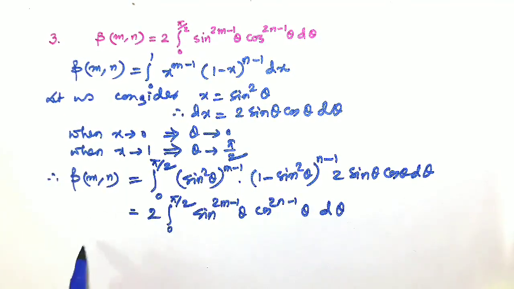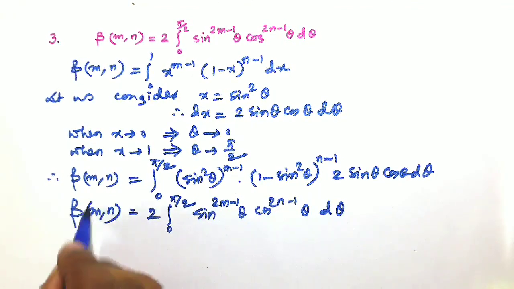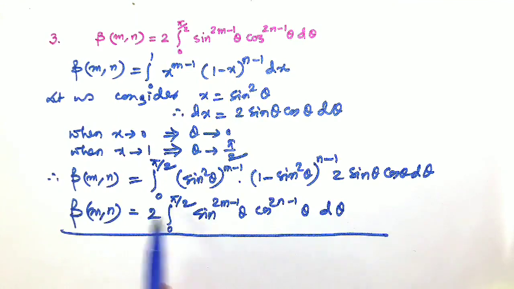Okay. So friends, this is actually the proof. Beta of m, n is equal to 2 times integral 0 to pi by 2 sine power 2m minus 1 theta into cos raised to the power 2n minus 1 theta d theta.